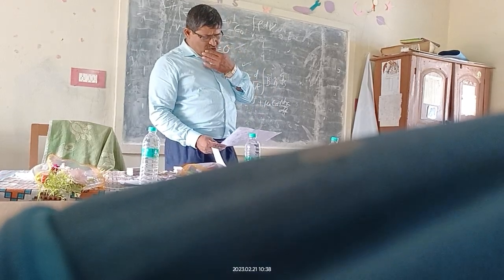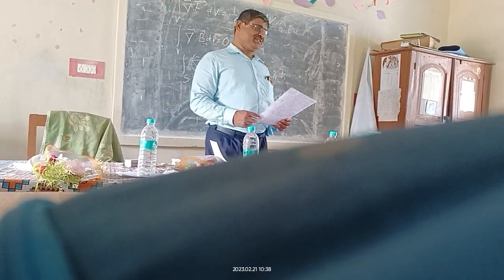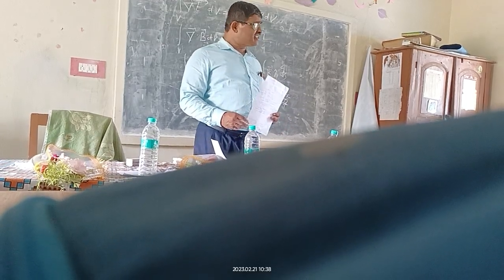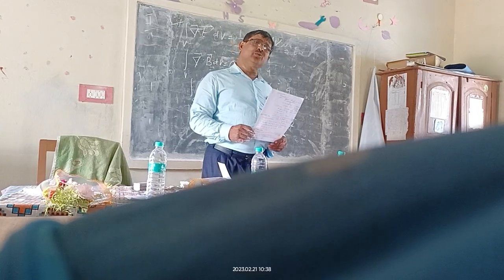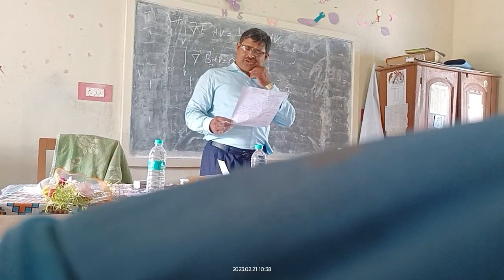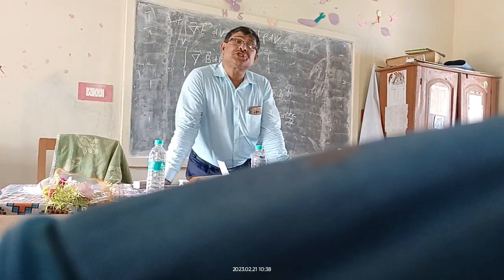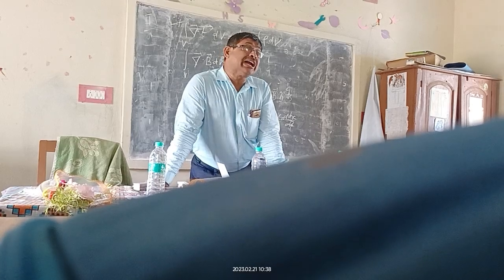Then we will focus on some gauge transformations. That is Lorentz gauge and Coulomb gauge. Coulomb gauge is also called transverse gauge. What do you mean by gauge? In gauge theory, the Lagrangian does not change under a local transformation.